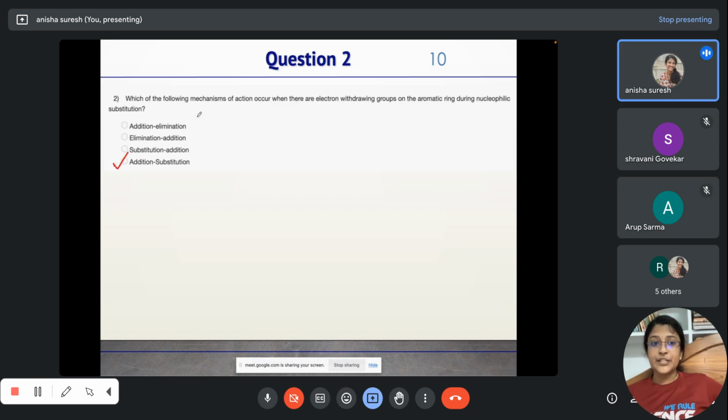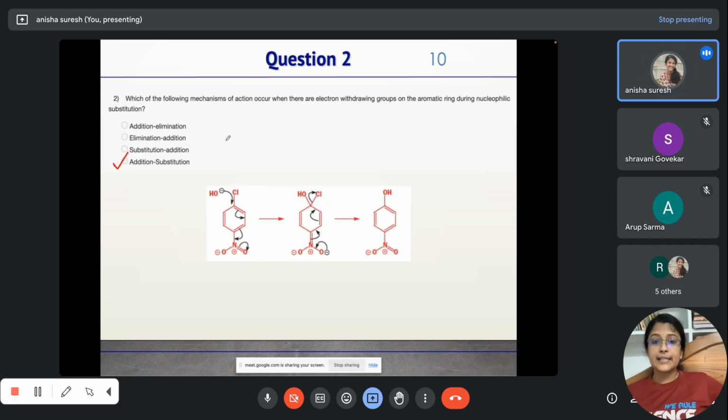We have seen it as addition elimination, but as we can see in the mechanism, the hydroxyl group will be replacing the chlorine. So it is substituting the chlorine. That is why we say it is an addition substitution reaction. First the hydroxyl group will add at the ipso position of the chlorine. Then these double bonds will migrate in this fashion. They will undergo conjugation with the nitro group, and when the oxygen lone pairs come back, the leaving group chloro will be eliminated, or it will be substituted by this hydroxyl. So the mechanism will be addition substitution. This is clear.